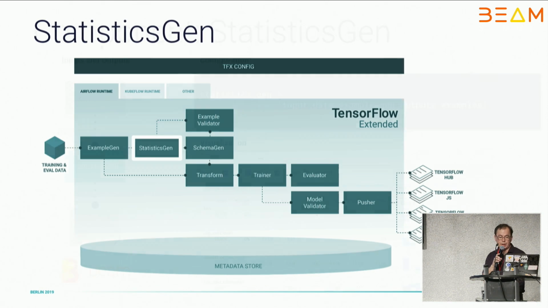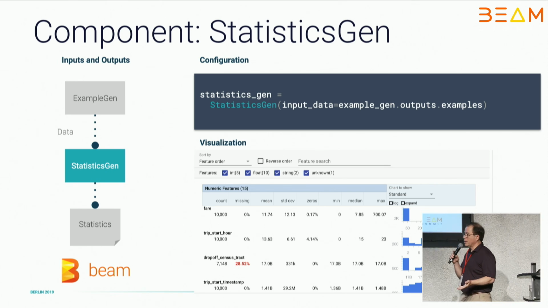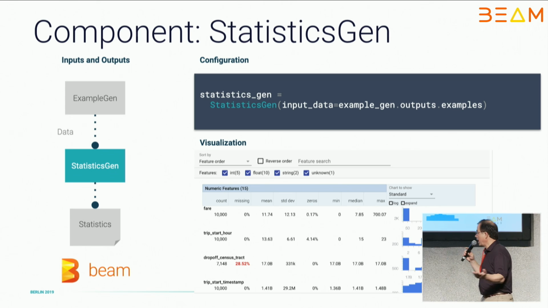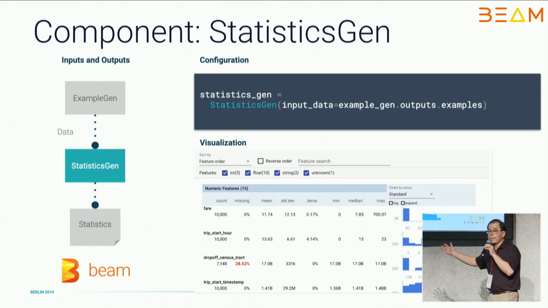So StatsGen. StatsGen is doing a full pass, one full epoch over your training data set, and it's calculating statistics. When you're beginning the ML development process, understanding your data is the most important thing you can do. So this gives you tools to help you do that. And remember, we're talking about large data sets, so these are often way beyond what you could reasonably do in a notebook with pandas or something like that.